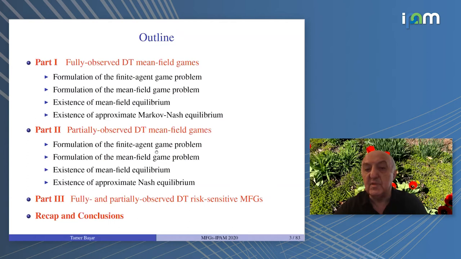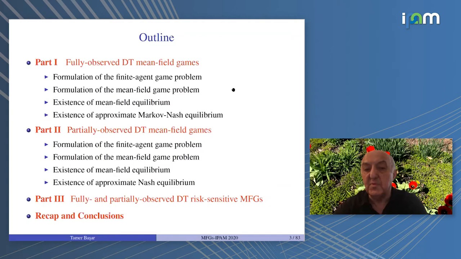And then showing the existence of mean field equilibrium, and then coming back and showing that this is an approximate Nash equilibrium. In the case of fully observed discrete-time mean field games, we're looking for Markov-Nash equilibrium. I'll define that. And I say fully observed, but what fully observed means is that each player has access to its own state, local state, I may call it, and players do not share the values of their states. Fully observed in the sense that there is no noise in the observation of the state by each player.